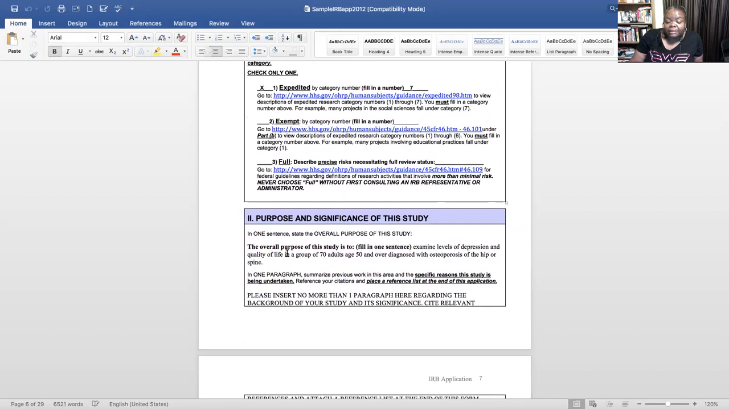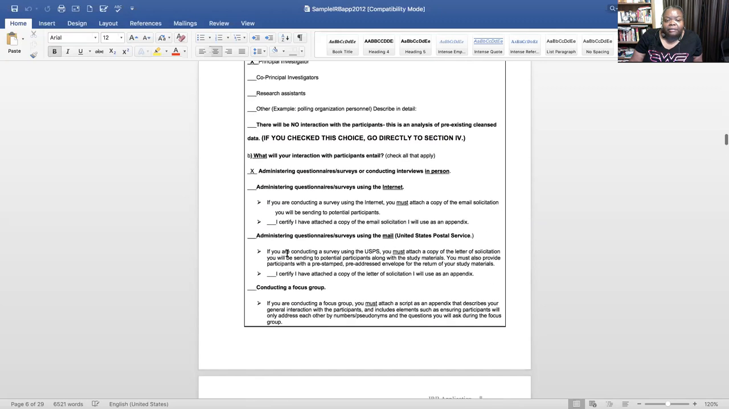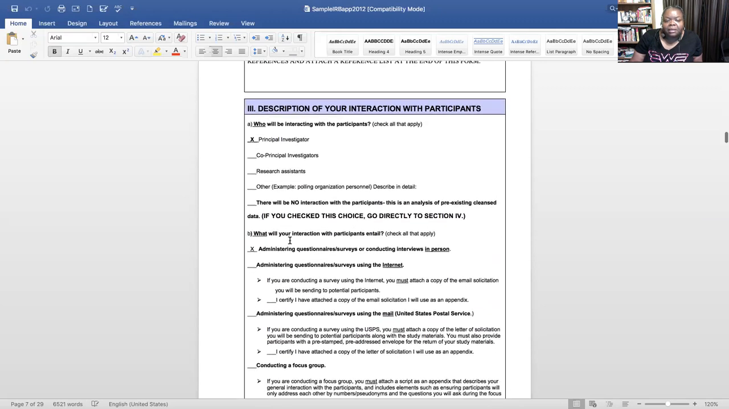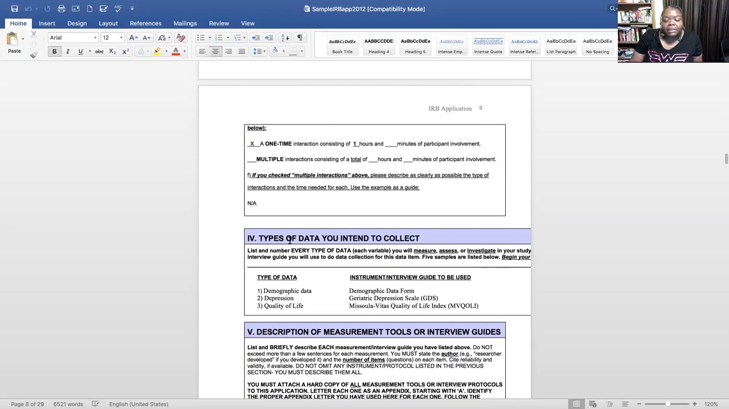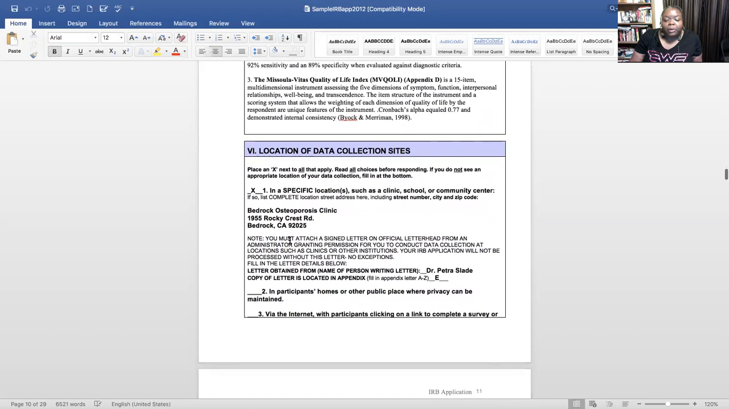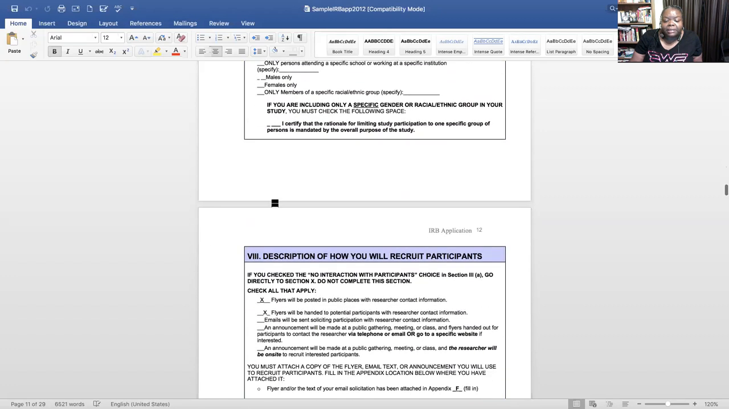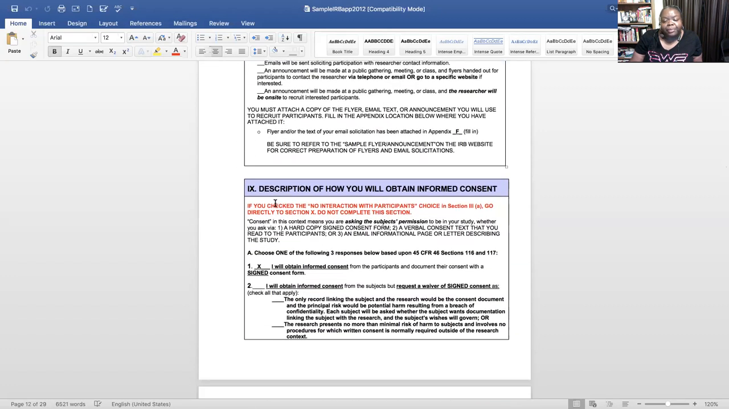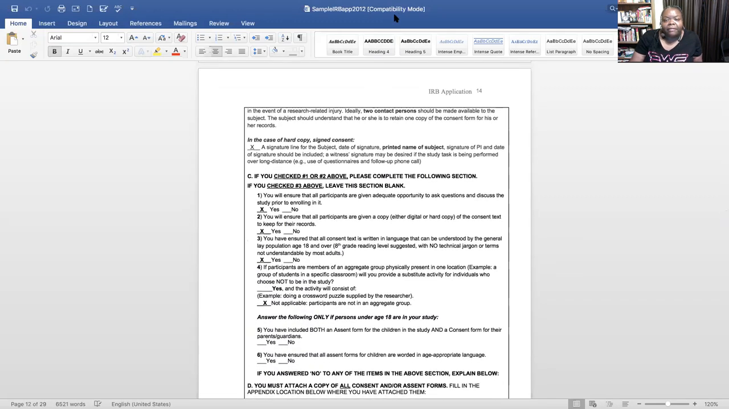But for the purpose of this discussion, I am focusing on different areas of the application process. It asks for your description of your participants. It's a couple of pages here, and it asks what do you plan to collect? What are your measurement tools? Where will the data be collected? It asks you about your study participants, how you will recruit them, how you will get informed consent, et cetera. So there we have the sample IRB project application.